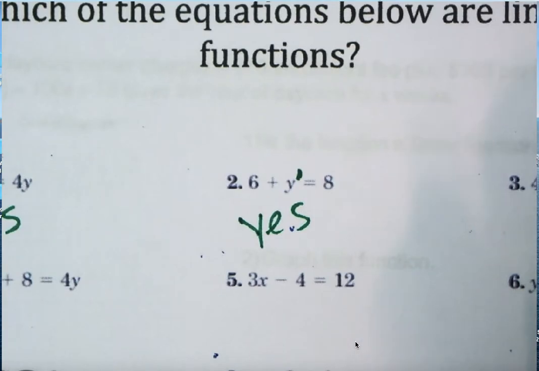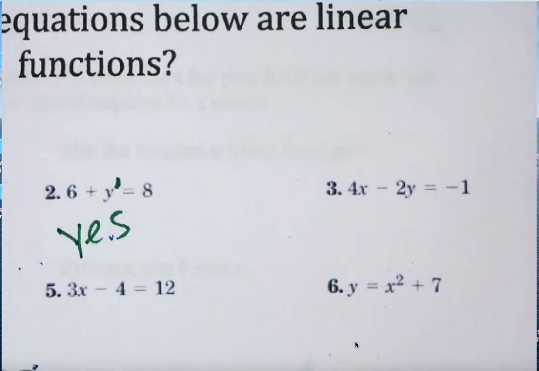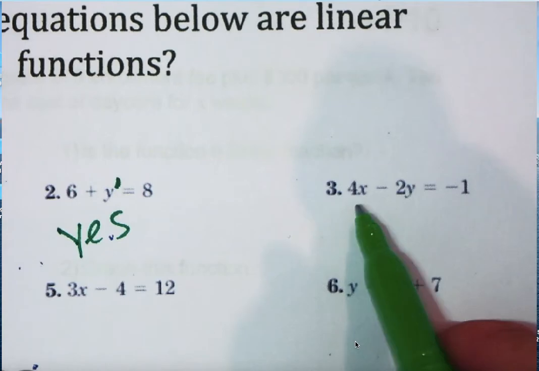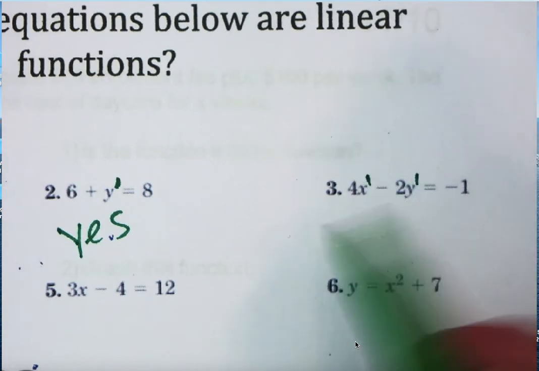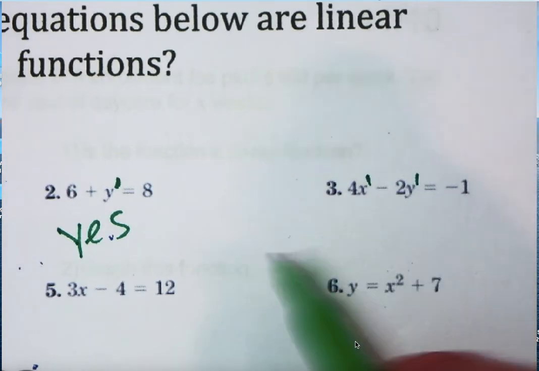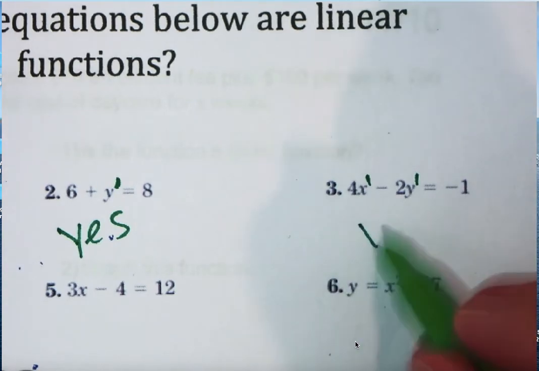Next one, number 3. What'd you say? Well, x and y both have exponents of 1. They're not being multiplied together. They're not in the denominator. They're not in exponents. They're not radical. So there's another yes, sir.